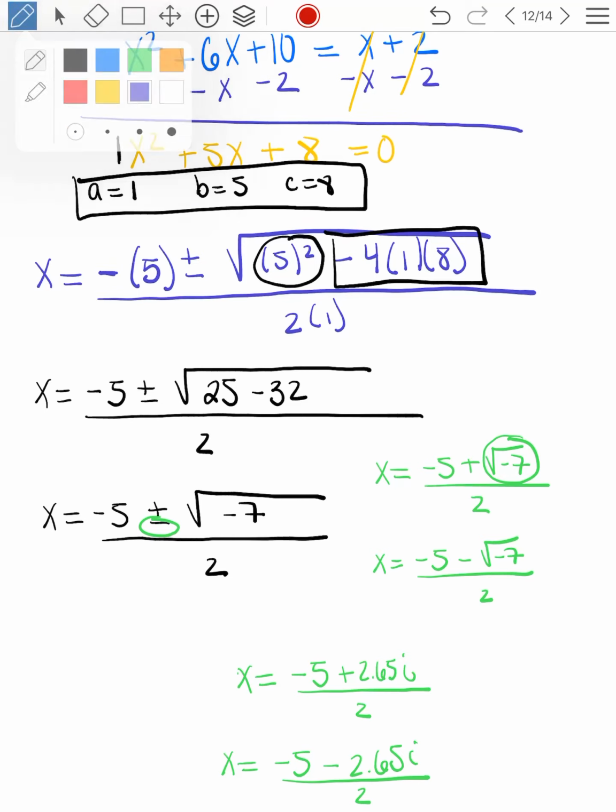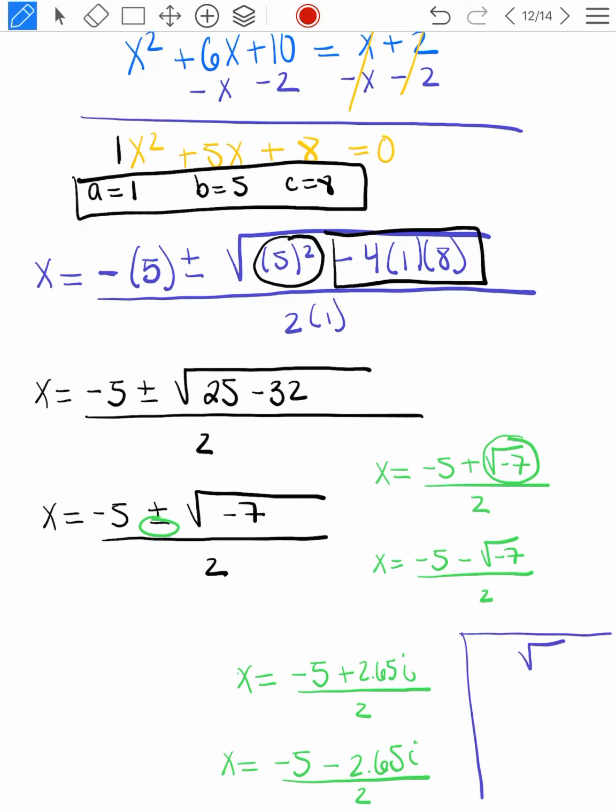And those of you who are like, where'd that 2.65 come from? I'm just going to go over here for a second. The square root of negative 7 can be broken into the square root of positive 7 times the square root of negative 1. And the square root of negative 1 is i. And here we could just leave it as the square root of 7, or we could put 2.65i. So that's where that 2.65 is coming from.